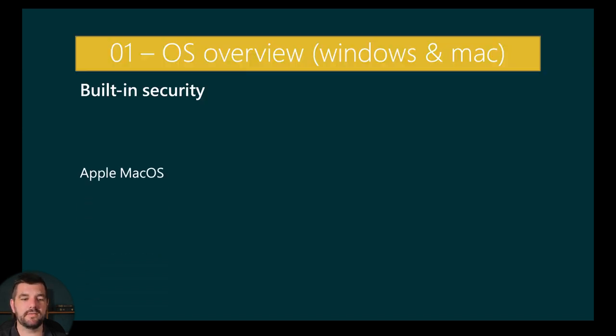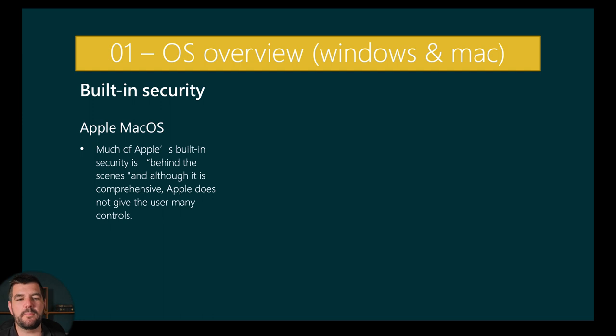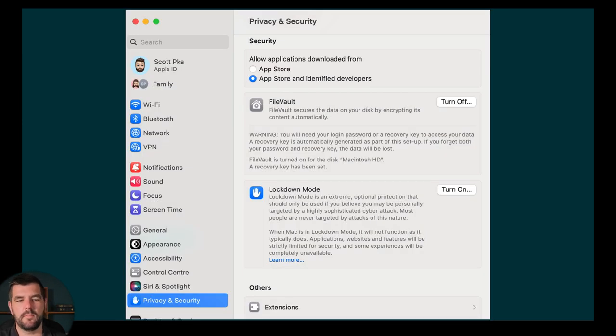Over to the Apple Mac side now, and much of Apple's built-in security is, like I said, behind the scenes. And although it is comprehensive, the level of security, Apple doesn't give the user many controls to be able to adjust. So when we get into the settings on Mac OS, we can go down to Privacy Security, and this is pretty much it there.